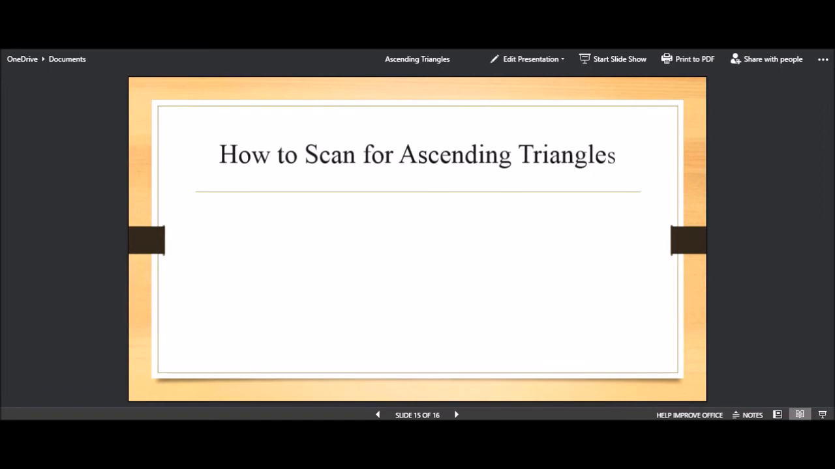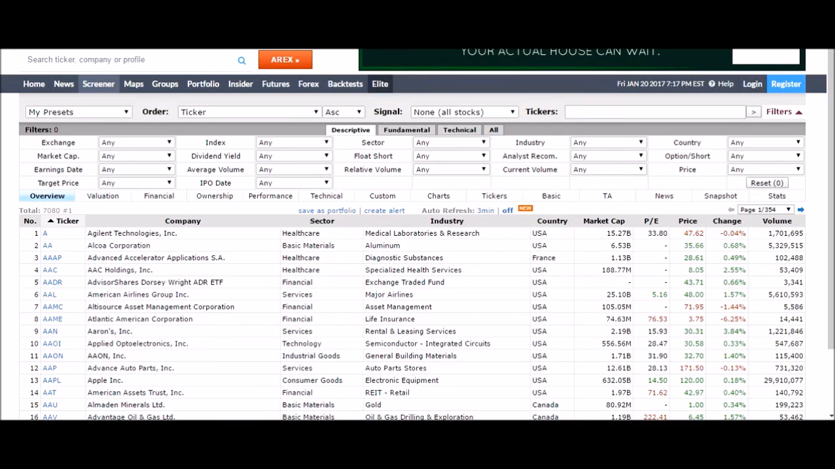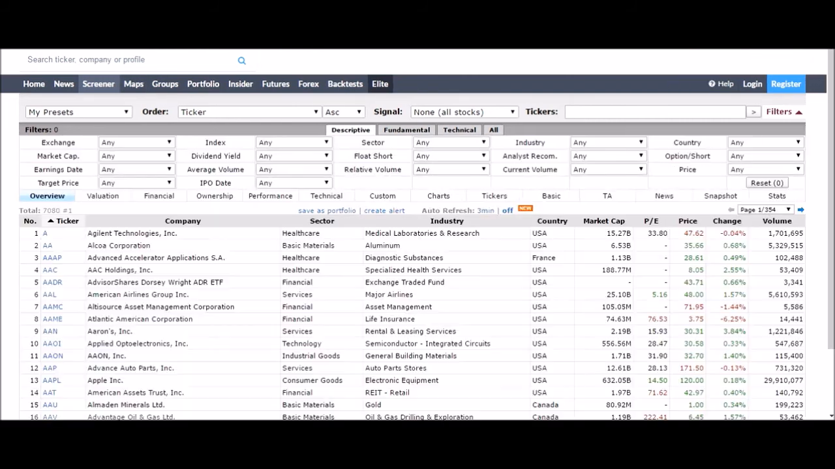How to scan for ascending triangles. We've gone over this before, but I wanted to review it. So if you go ahead and go to finviz.com, one of my favorite scanners, it's free to use. You can purchase their Elite, but in my opinion, you don't need to. Just use their free scanner. You're going to go under Screener, which is over here in the left. You hit Screener, it'll pull up this for you.